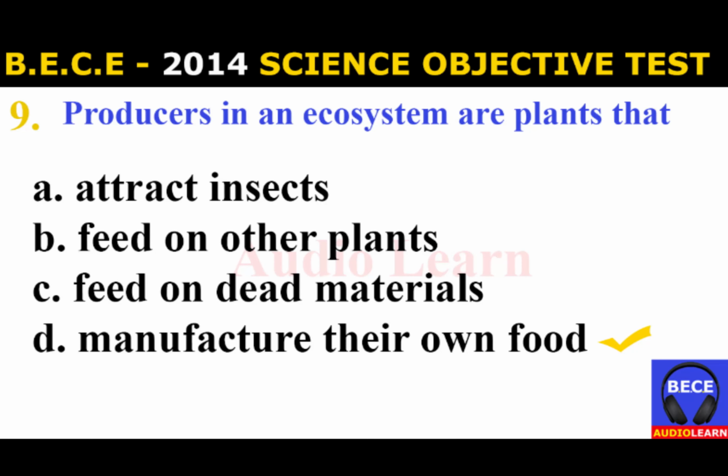Number 9. Producers in an ecosystem are plants that A. Attract insects, B. Feed on other plants, C. Feed on dead plants, D. Manufacture their own food. And the answer is D. Manufacture their own food. Producers in an ecosystem are plants that manufacture their own food.